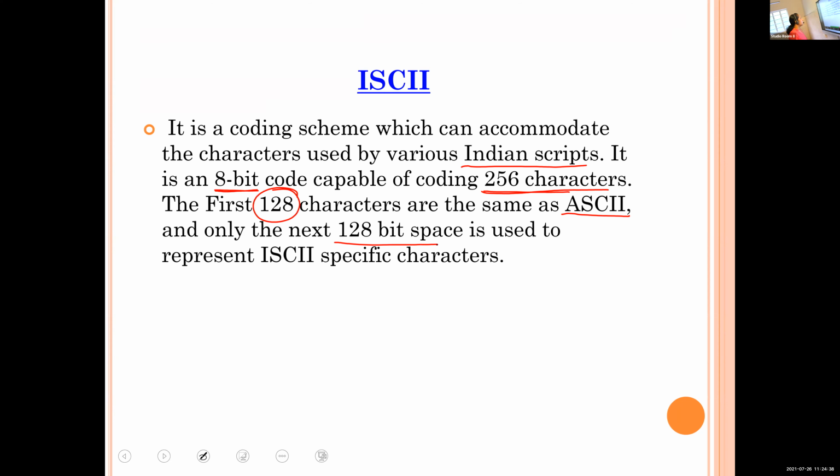So, it is a coding scheme which can accommodate the characters used by various Indian scripts. It is an 8-bit code capable of coding 256 characters. The first 128 characters are the same as ASCII, and only the next 128 bit space is used to represent ISCII specific characters like Malayalam, Tamil, Kannada, just like that. Is it clear?